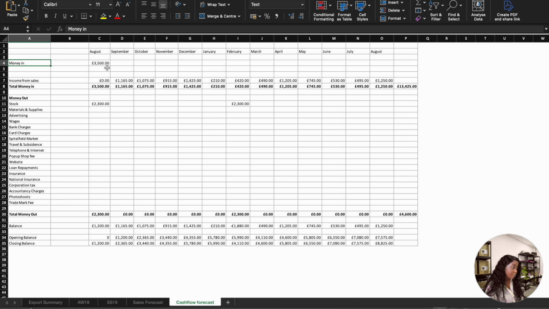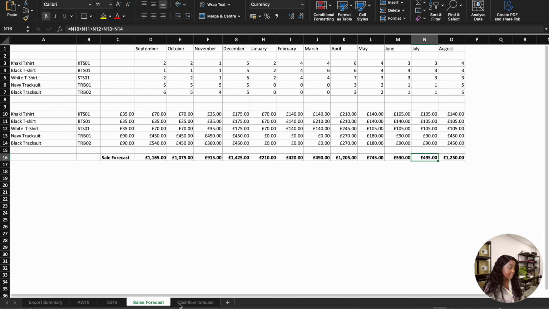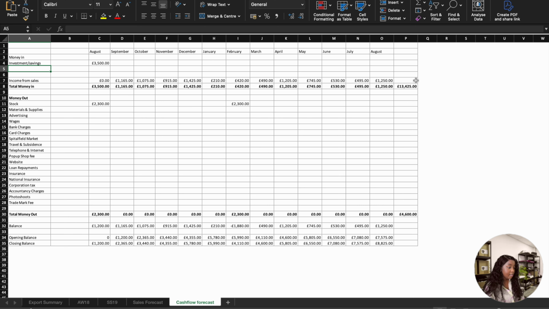So here we can see we've got this money coming in, but I'm actually going to move that and write it up here so that I can note what this is. So I'm going to put that down as investment, or maybe in your case you can say like savings or loan or whatever. So all of that now makes sense, right? You'll be able to see that it's already taken the figures from here and popped it into money coming in from our sales, and I've already populated the stock money going out, but now we need to populate everything else.